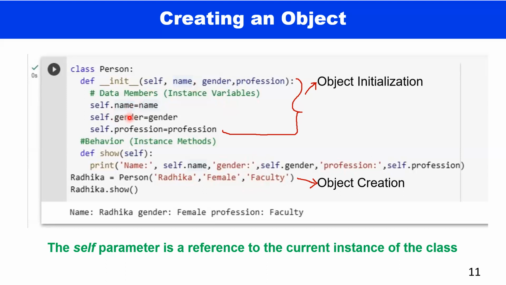And in the constructor, you have to use self.name equal to name. That means the name of the current object, which is Radhika, is going to be assigned the value Radhika. Then the gender of the current object Radhika is going to be assigned the value female. And similarly, the profession of the object is going to be assigned the value faculty. So this is how you can initialize the attributes of an object by using the constructor.